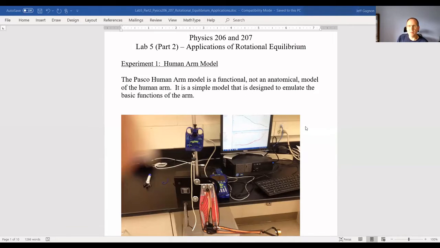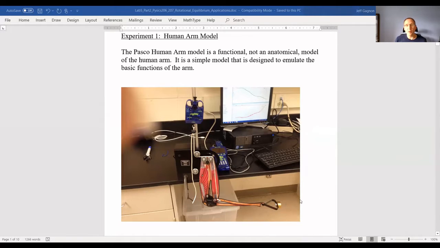Hello, everyone. Welcome to Physics 206 and 207. This is Lab 5, Part 2. And in this part, we're going to look at a few applications using rotational equilibrium and torques. So the first application is, and we're going to do this both with a model, a human arm model, which you can see here, this mechanical model, and also with the actual human arm. Think of this as you're performing, or in this case, the model is performing an isometric contraction where they're holding a load in the hand.